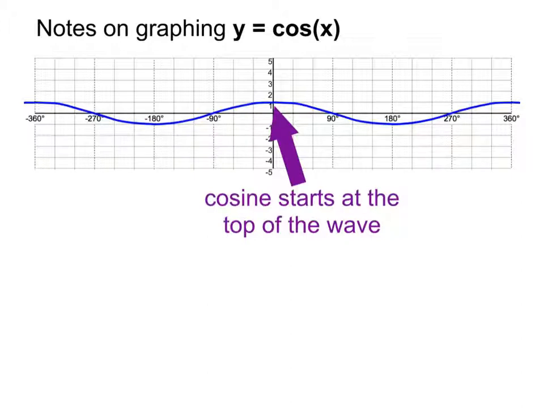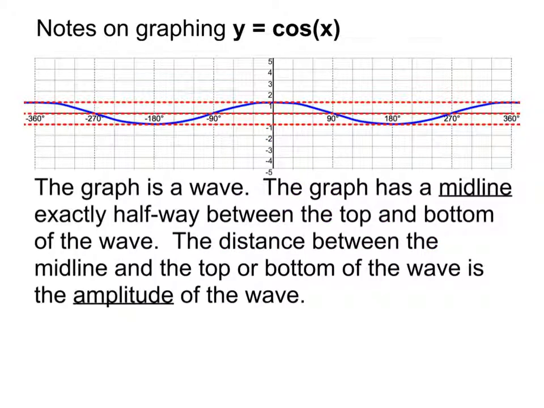One thing to note is that cosine always starts at the top of the wave. In the not too distant future, we're going to learn another type of function that looks a lot like this, that does not start at the top of the wave. So part of how we remember cosine is remembering that it starts at the top of the wave. And if you remember that, then we're able to build the rest of it from there.